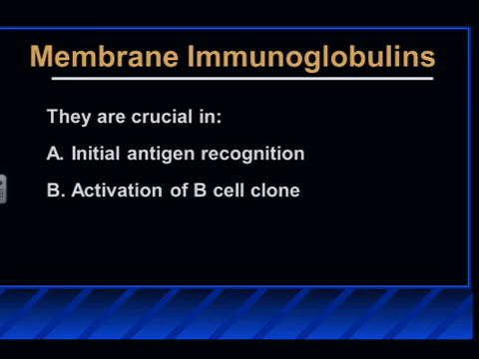Okay, what they do, they are initial in antigen recognition, so a B cell will recognize an antigen via these little radars that they have on their surface. And once that has been achieved, then in turn, membrane immunoglobulins also activate the B cell, tell the B cell there's an antigen, act upon it. Okay? Those are the major roles of membrane immunoglobulins.